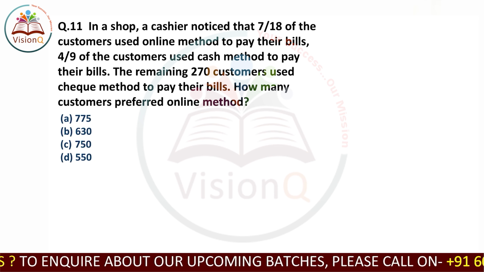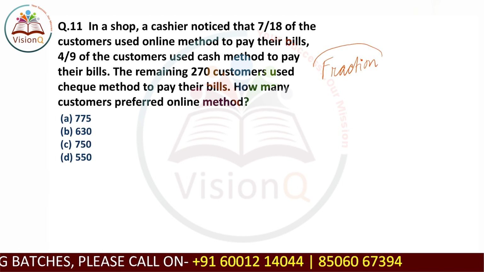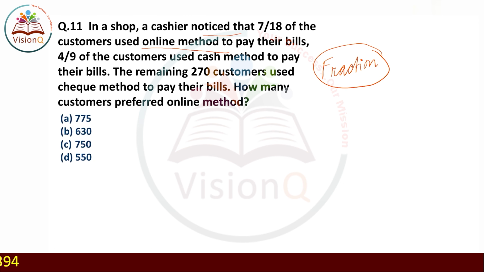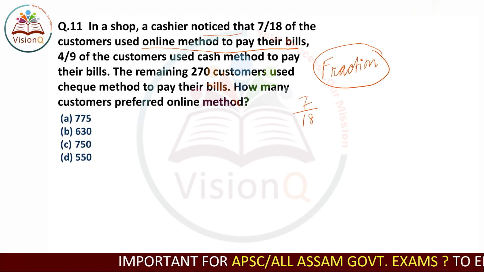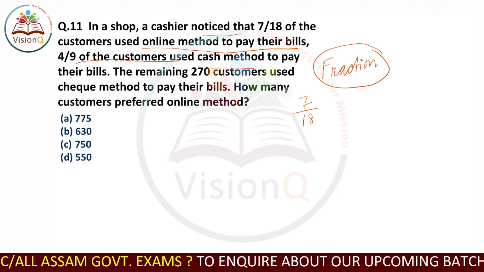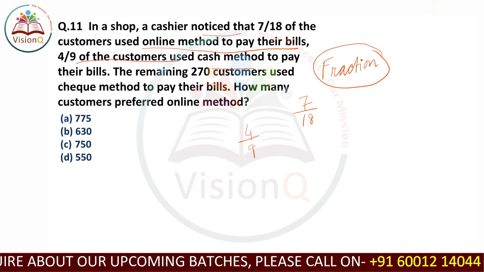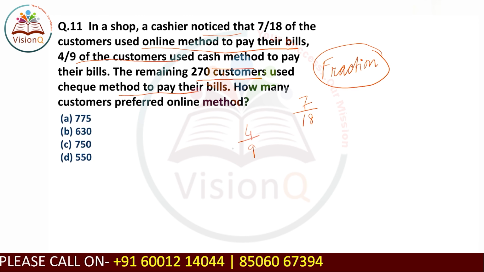A question based on the concept of fraction, a very important topic for any kind of examination, application of fraction. In a shop, a cashier noticed that 7 by 18 of the customers used the online method to pay their bills. That means out of 18 customers, 7 used the online method. Then 4 by 9 of the customers used the cash method, that is, out of 9 customers, 4 used cash. And the remaining 270 customers use the check method to pay their bills.